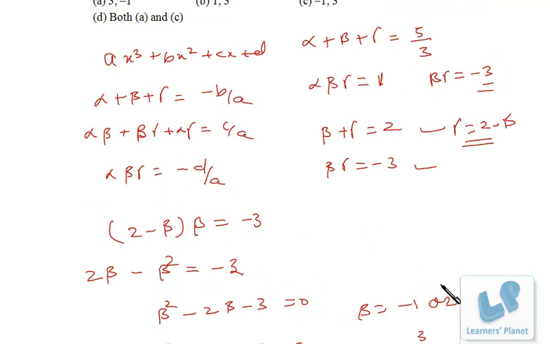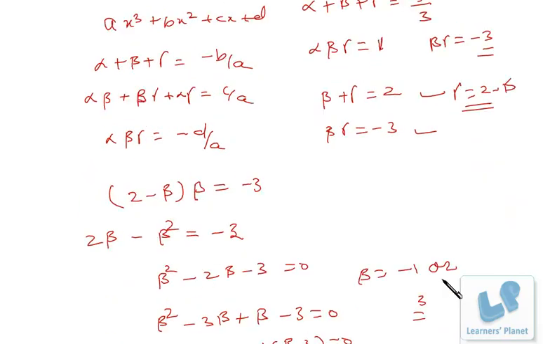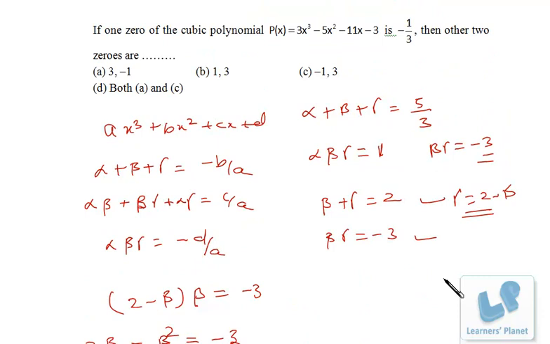So I got the values of alpha, beta and gamma as well. Alpha is minus 1 by 3, beta is minus 1 and gamma is 3. So the other two roots are minus 1 and 3, right? So 3 and minus 1 is also possible, and minus 1 and 3 is also possible. So option D, that's both A and C, right? Quite an important problem, friends. Just revise it if you are not clear the first time.